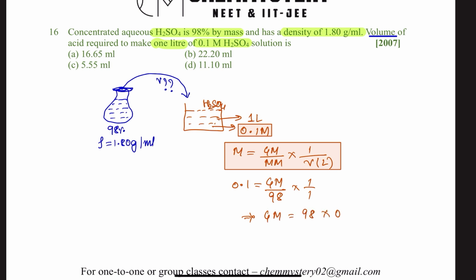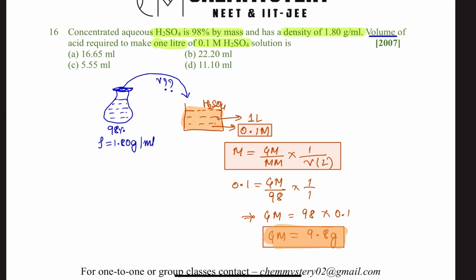98 into 0.1. So 98 into 0.1, how much is it coming? 9.8. So my given mass will be 9.8 gram. This is the mass of the H2SO4 that should be present in the solution that we are trying to make.